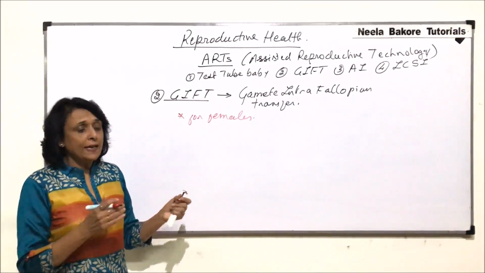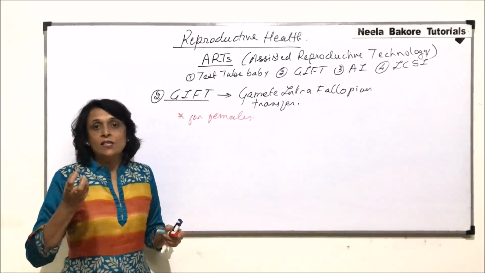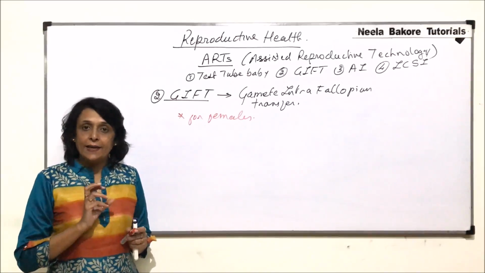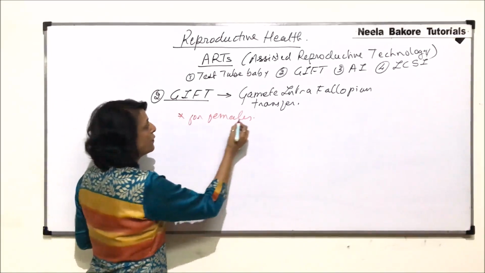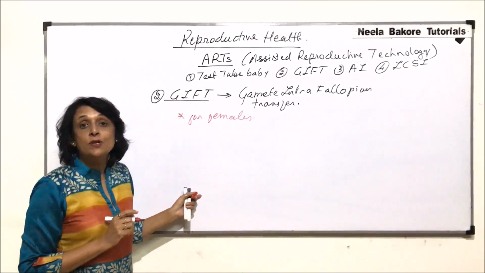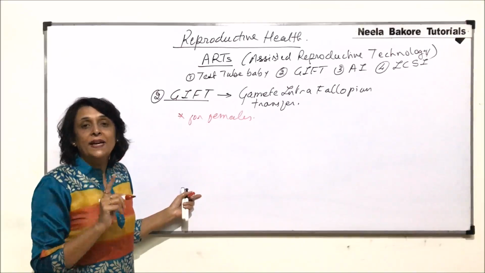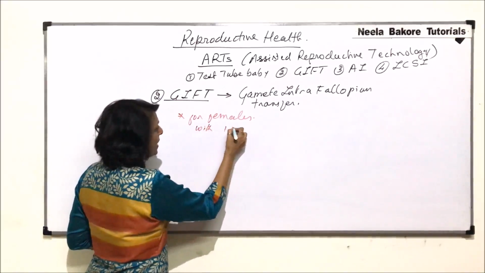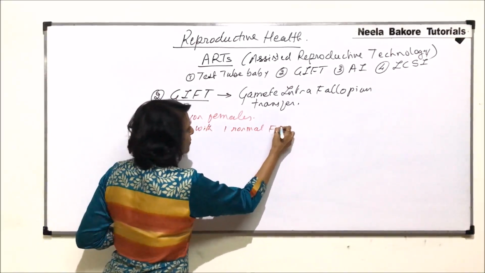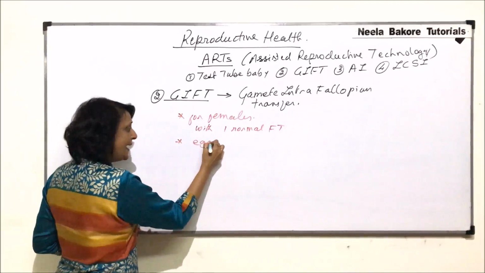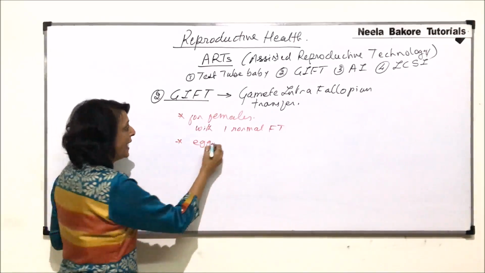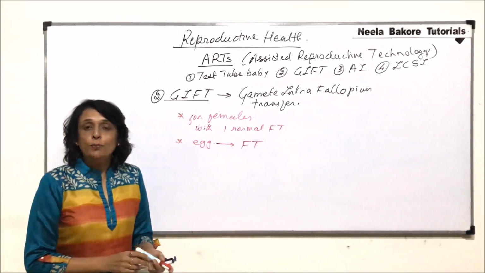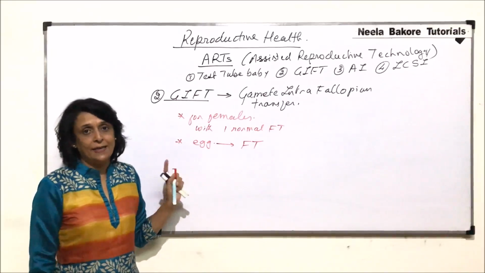The reason could be that either the egg is not properly formed or the fimbriae are not able to collect the egg. So, this is for females, and there is a condition that they should have at least one patent or normally functioning fallopian tube. The egg is collected from the ovary and transferred into the fallopian tube. In the fallopian tube, normal fertilization would take place.